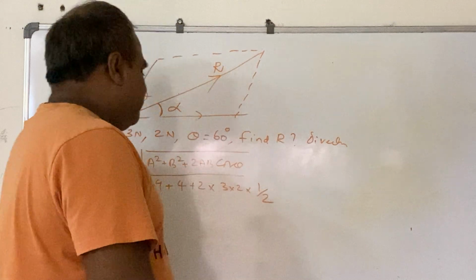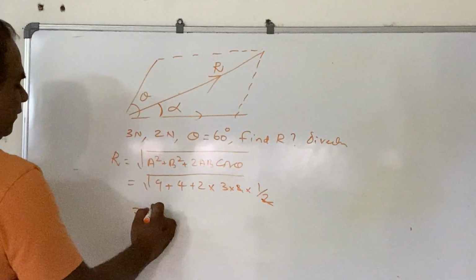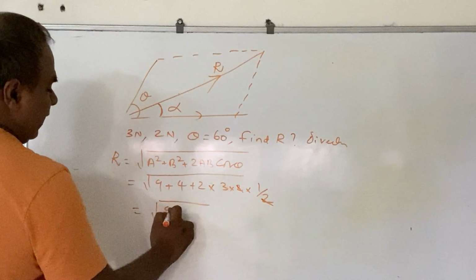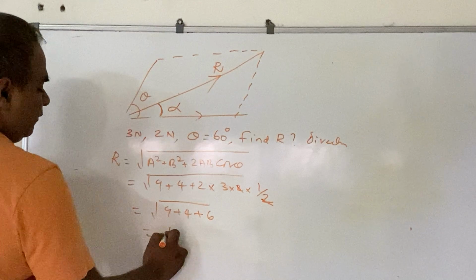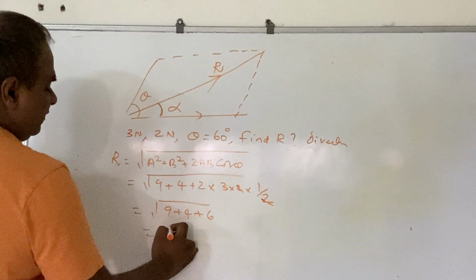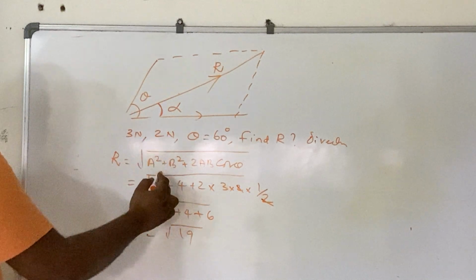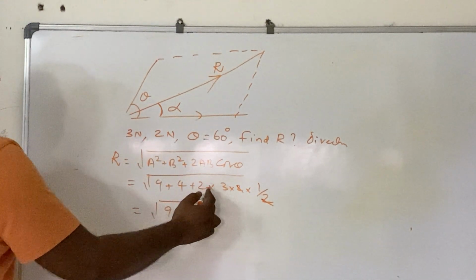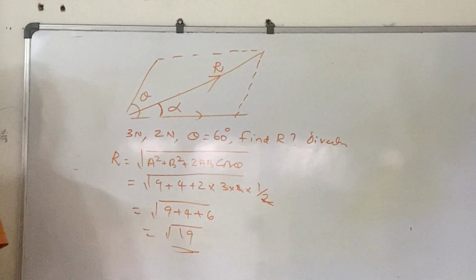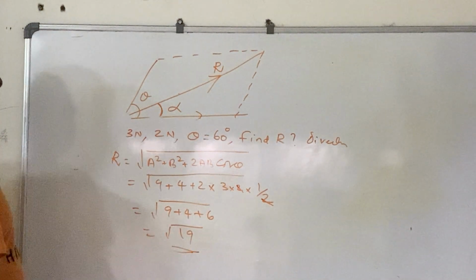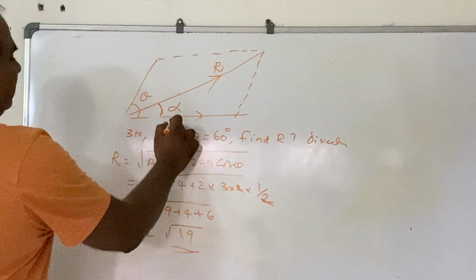Okay, so this 2 and this 2 cancelled. Then you will get root of 9 plus 4 plus 6, that is root of 19. Correct? 3 square 9, 2 square 4, 2ab, 3 into 2 is 6, root of 19. This is the answer.